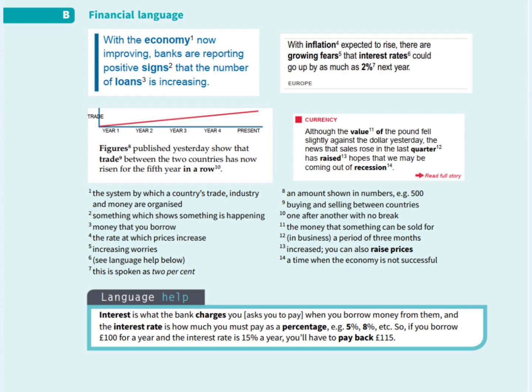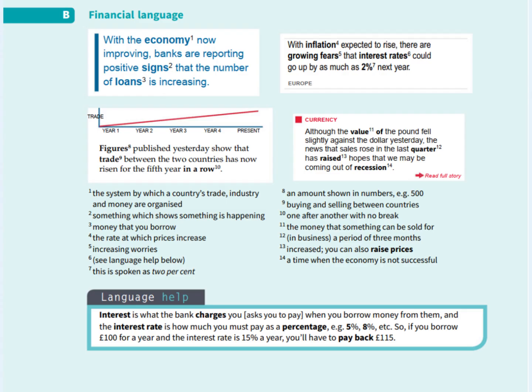Recession. A recession is a period when the economy is not successful. When conditions begin to improve, we can say that the country may be coming out of recession. For example, the rise in sales has raised hopes that we may be coming out of recession.